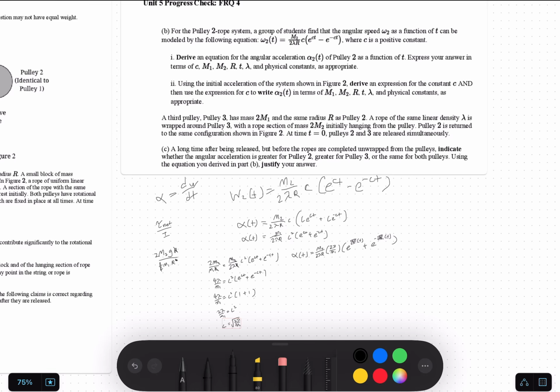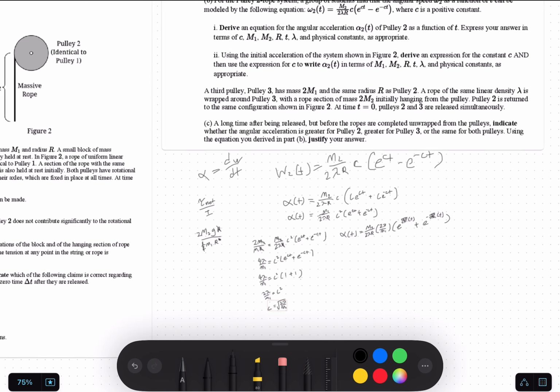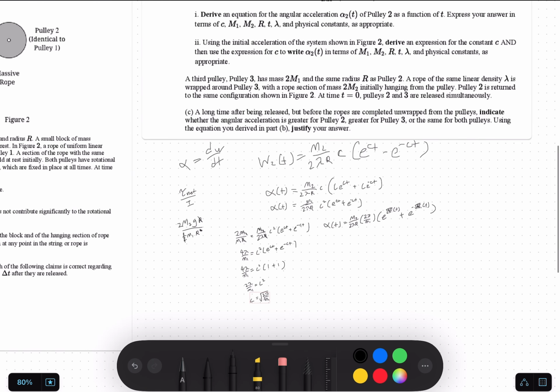Now for part C, a third pulley with twice the mass of the first, and the same linear density, with twice the mass of the rope. The pulley is returned to the same configuration, and pulleys 2 and 3 are released. After a long time, before the ropes are completely unwrapped, indicate whether the angular acceleration is greater for pulley 2 or for pulley 3, using the equation you derived.